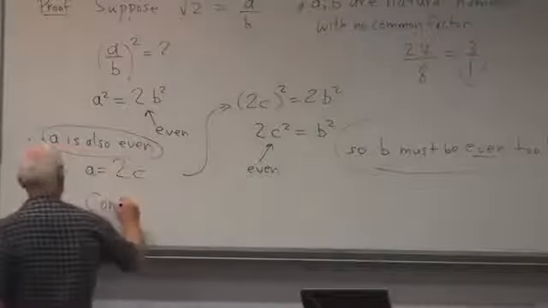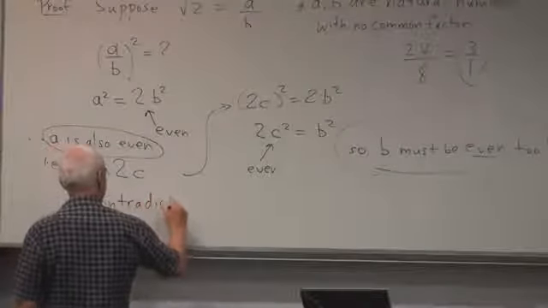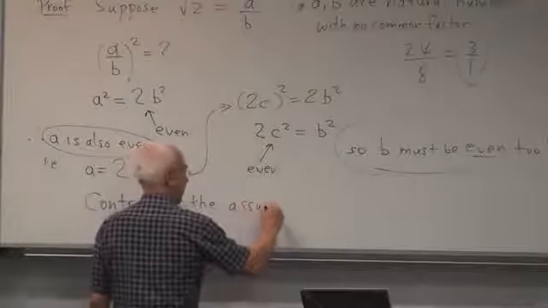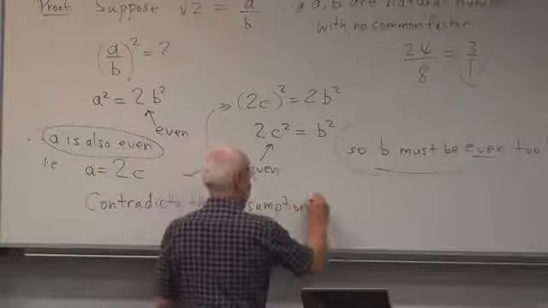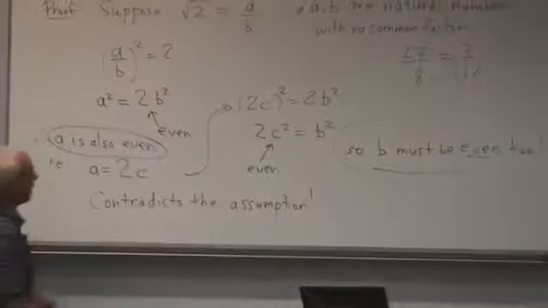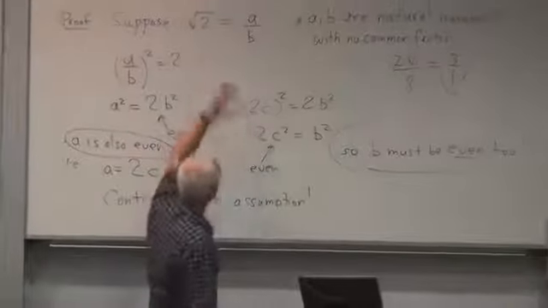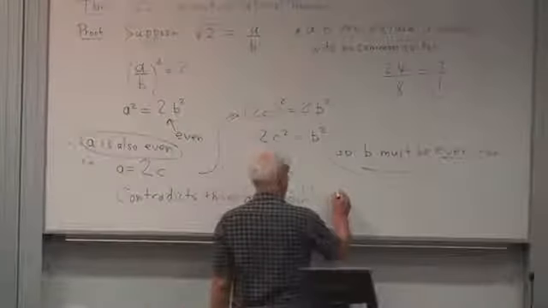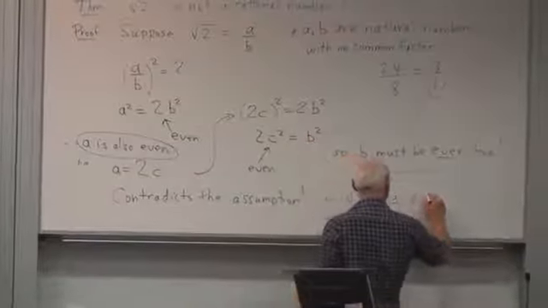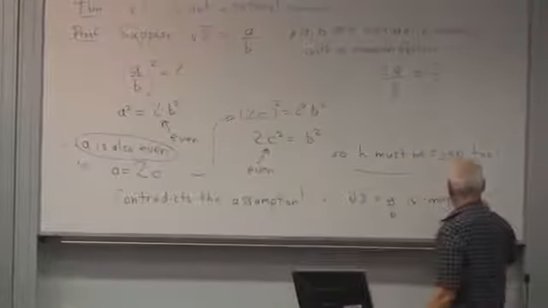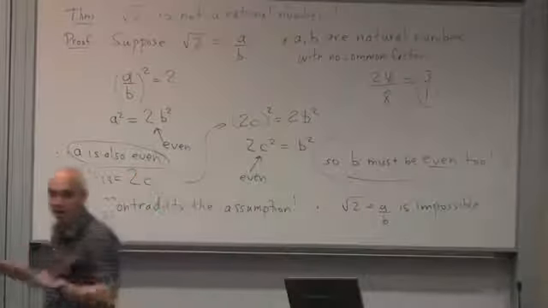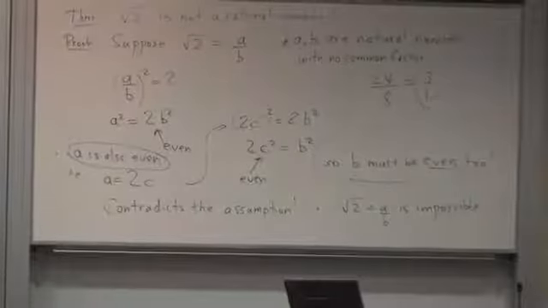This contradicts the assumption. And so our original setup is impossible. So therefore, root 2 equals a over b is impossible. And root 2, whatever it is, is some new kind of number. Whatever it is.